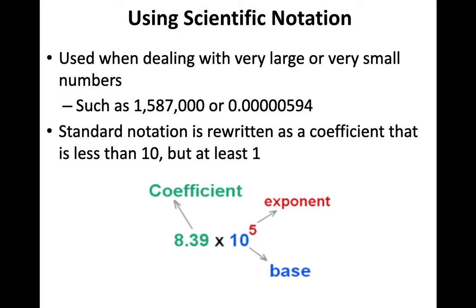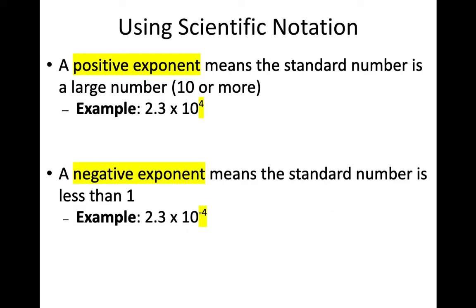All right, so using scientific notation, we have to look at that exponent. A positive exponent means the standard number is a large number, meaning it's 10 or more. Notice this example, that exponent is positive. So for this number, it is greater than 10. A negative exponent means the standard number is less than 1. In this example, we have an exponent of -4. That means this is a small number.